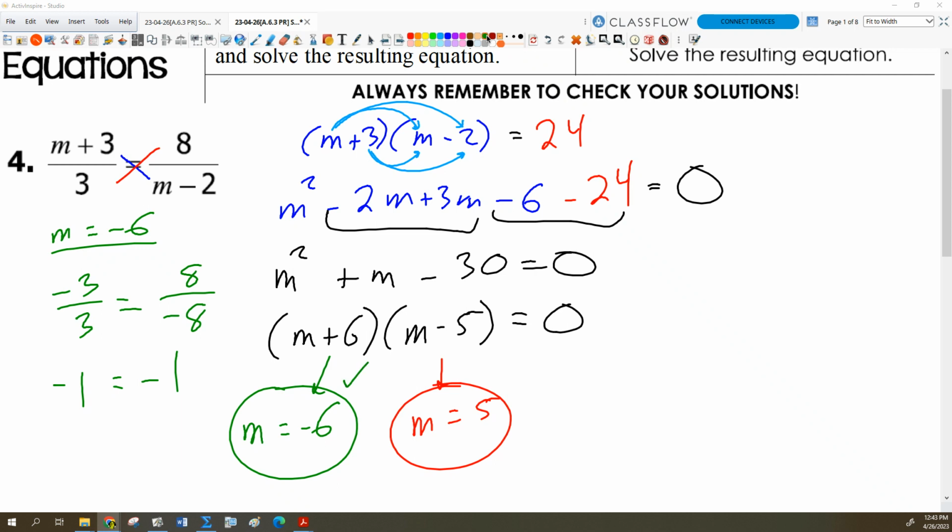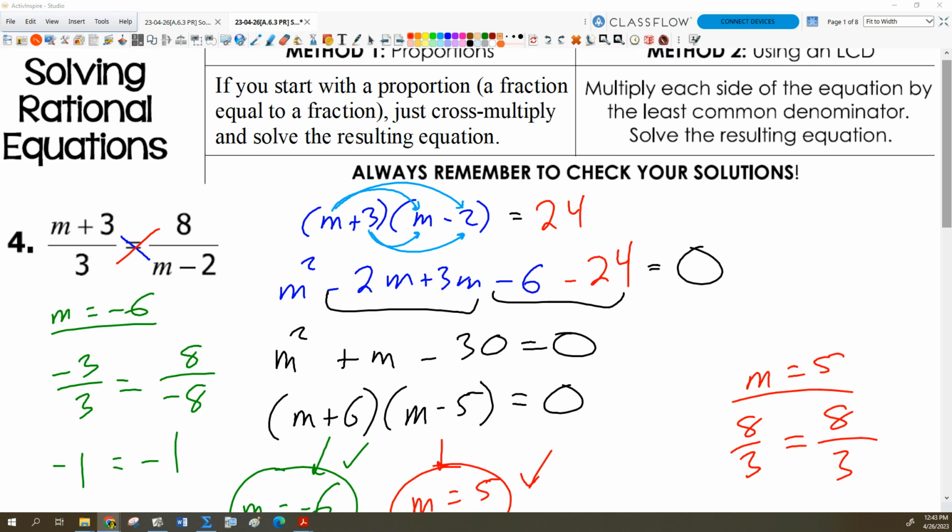So this one checks, right? How about the other one? If I plug in m equals 5, what do I get? Well, the left fraction is going to become 5 plus 3, that's 8 over 3, equals 8 over 5 minus 2, that's 8 over 3. So it checks out. They both check out. Okay, I could have predicted that though.